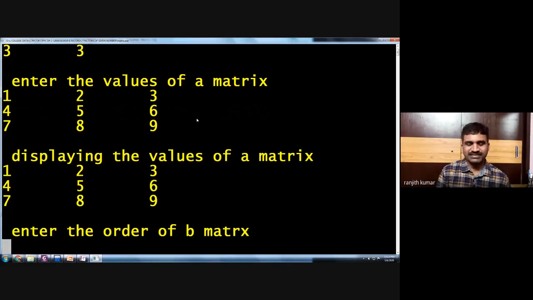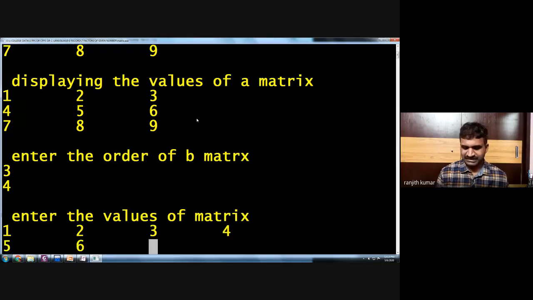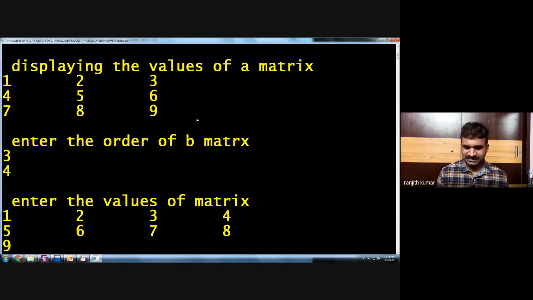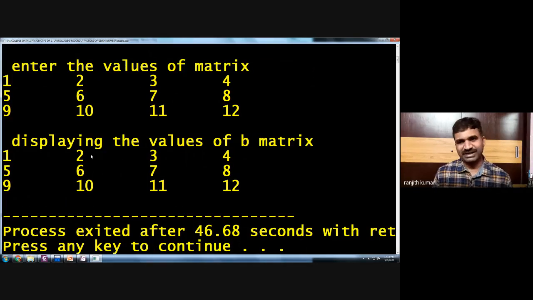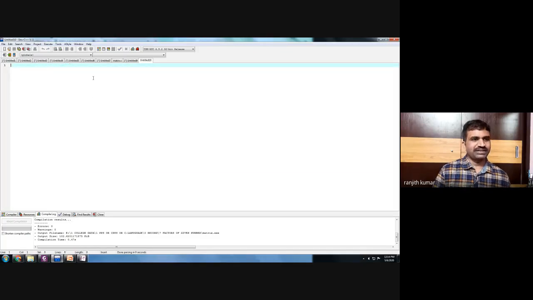Then we are accepting the second matrix order also, for example 3, 4. Now similarly, we will enter 1, 2, 3, 4, 5, 6, 7, 8, 9, 10, 11, and we are displaying the second matrix. Are we clear? Now let us check what is the condition for matrix multiplication. So what is the condition for matrix multiplication here? Very simple.